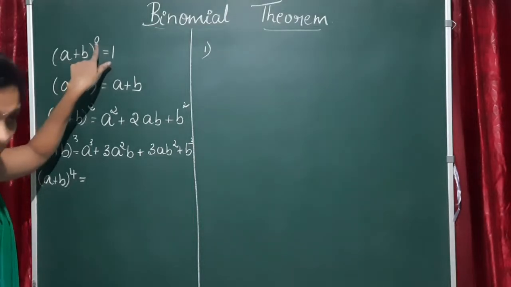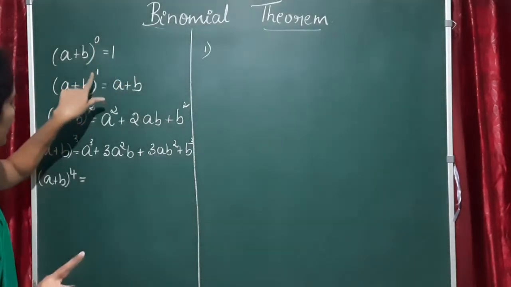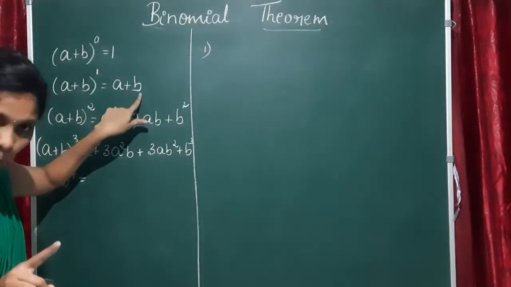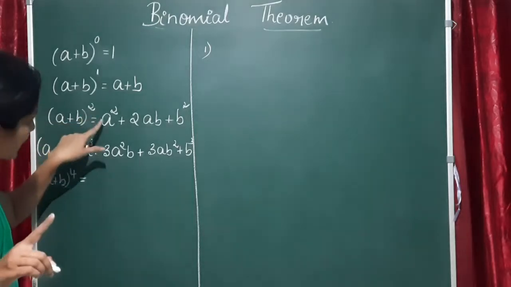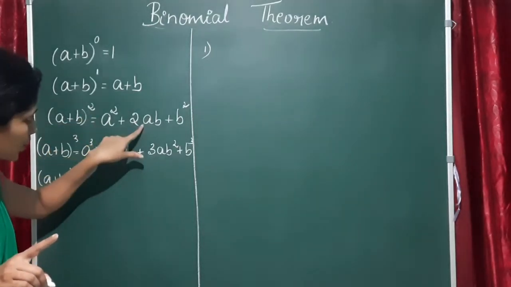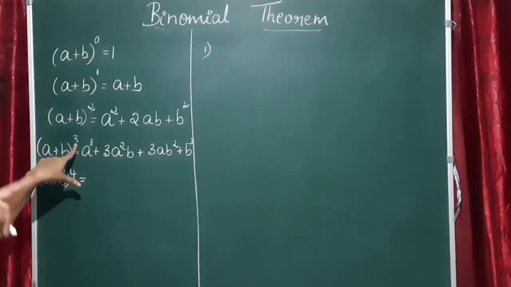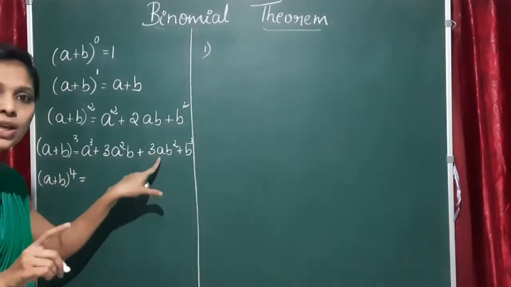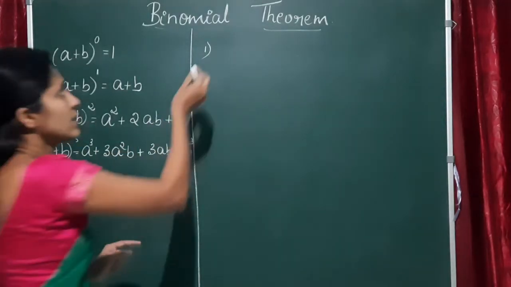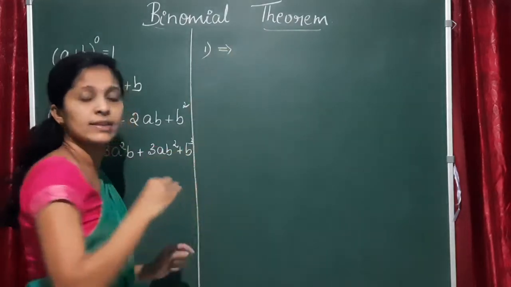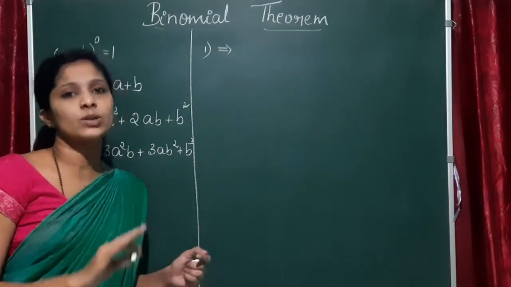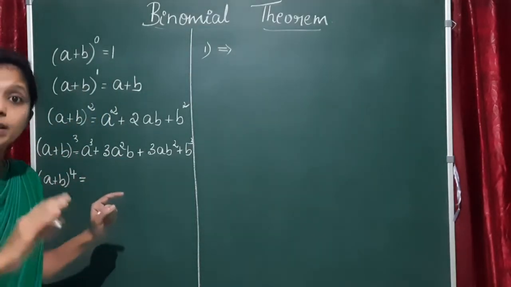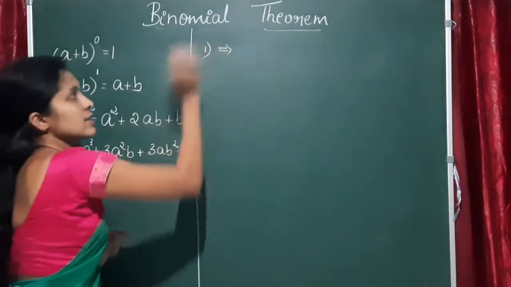First thing is, see here, the index is 0 and the number of terms is 1. Here you can see index is 1, number of terms are 2. Here index is 2 and number of terms are 3. Here index is 3, so we have to get the number of terms as 4. We can see here 1, 2, 3, 4. So this is the first observation. The thing is, whatever the index will be there, the number of terms will be 1 more than the index. If I consider (a+b)^95, so the number of terms should be 96. This is the first observation.